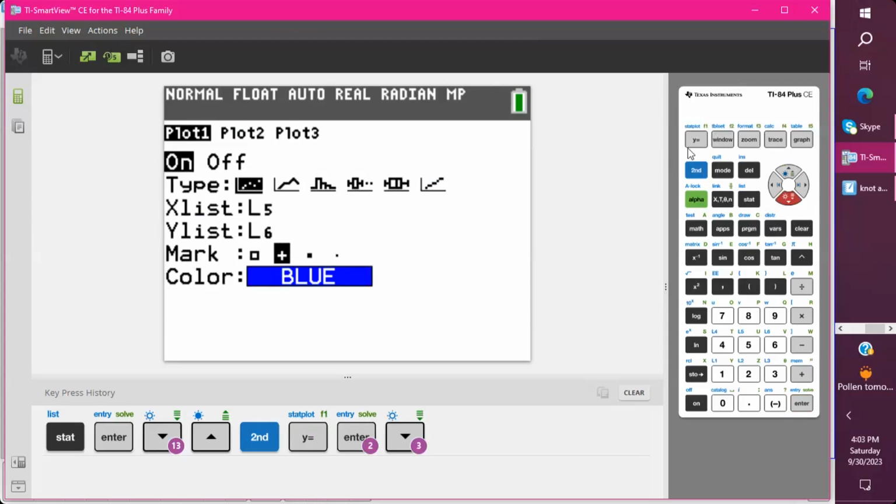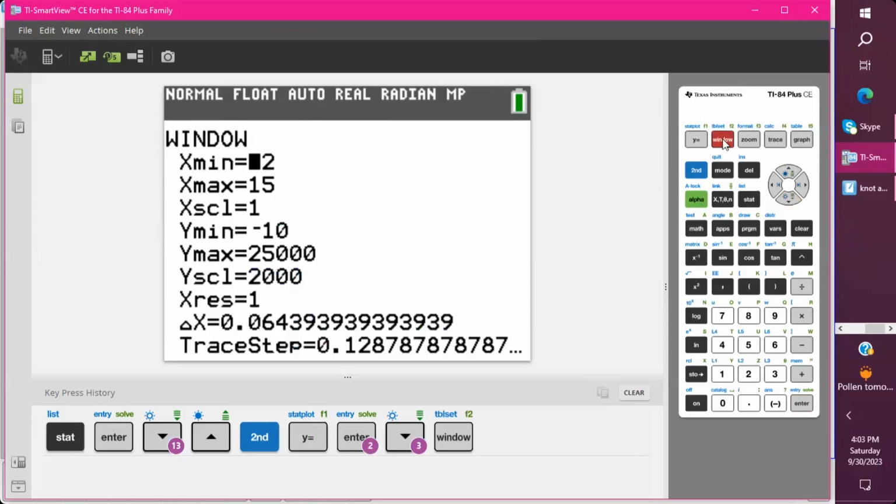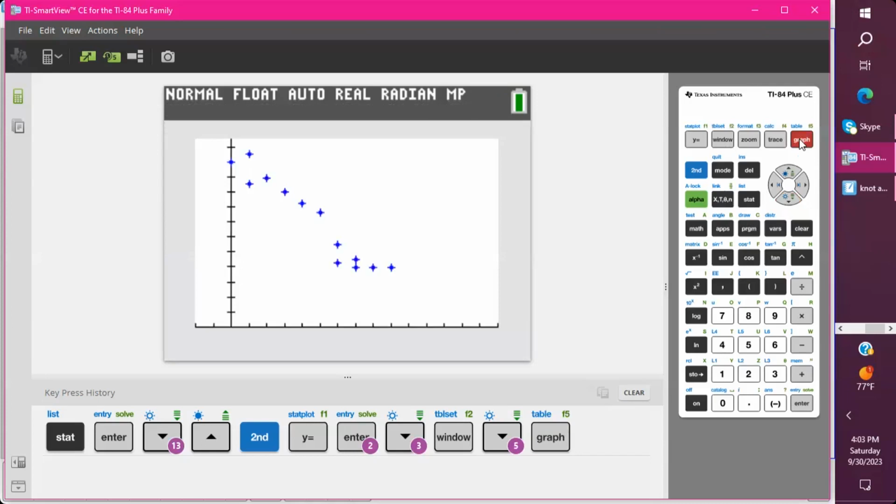Setting up my graph, I have my window, and again, I've preloaded it. I have a -2 for my minimum. I have 15 for the age of my cars. I went a little bit above my 10. One of my questions was, if you had a 12-year-old car, so I went beyond that so that maybe I could trace on my line and see what it would be. My Ys went from -10 to 25,000, so I was more than that most expensive car, and a Y scale of 2,000. So now if I hit graph, we have my scatter plot.